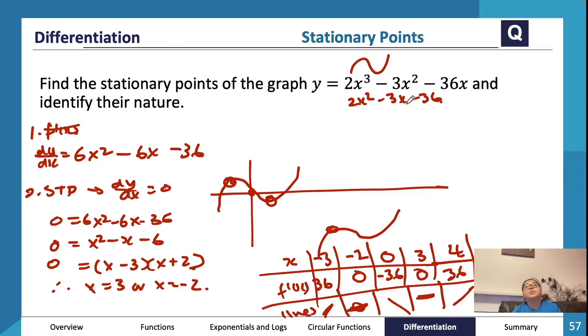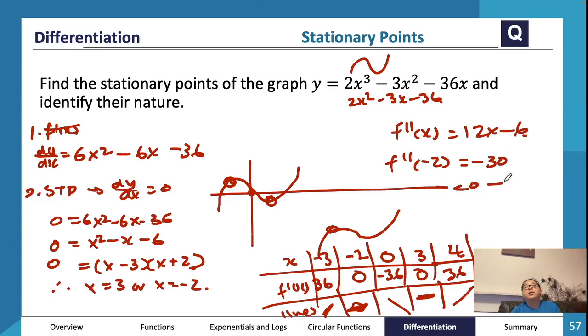Cool. And then in terms of the second derivative, f dash dash of x is going to be equivalent to 12x minus 6. So if we sub in those 2 points, so f dash dash of negative 2, that's going to give us negative 24, negative 30. So if that's smaller than 0, it's a local max. If it's bigger than 0, it's a local min. And if it's equivalent to 0, we don't really know, but it's a point of inflection of some sort.